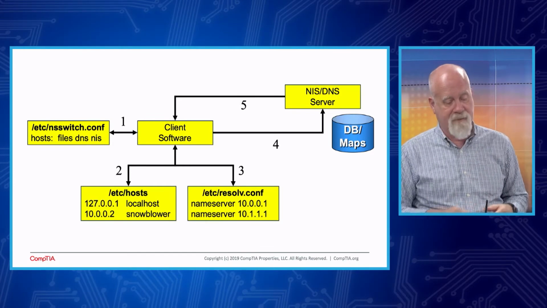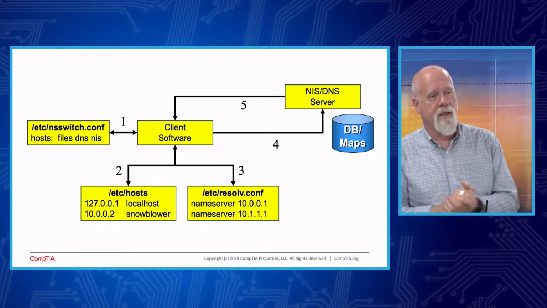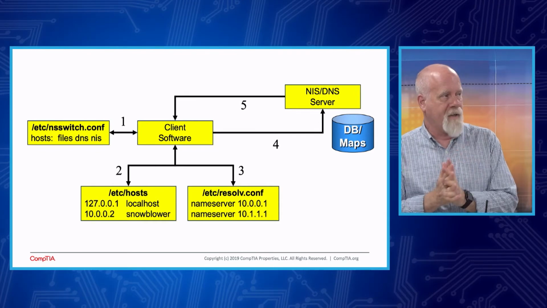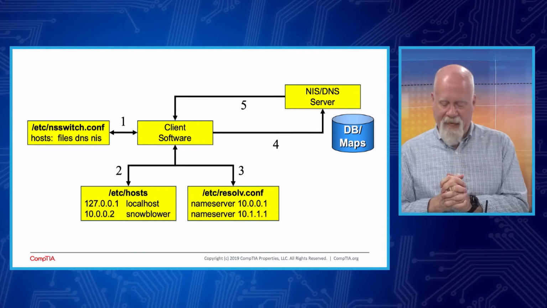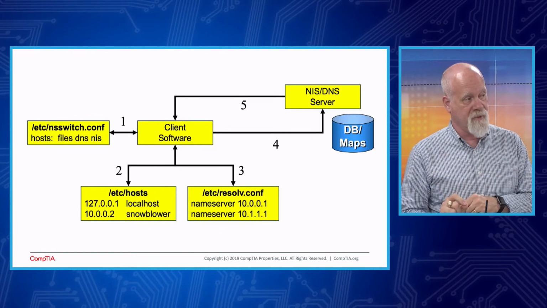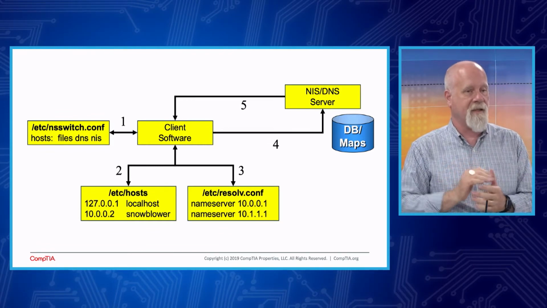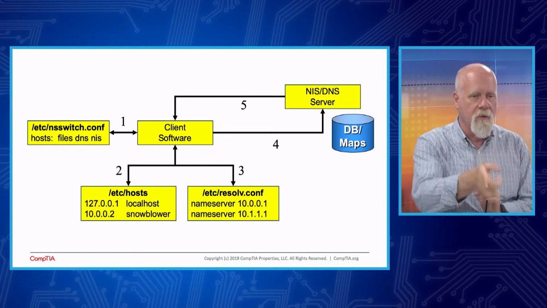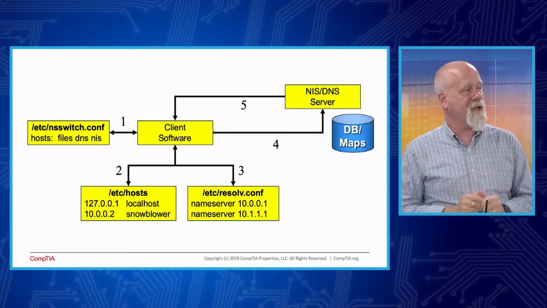The file is the etc hosts file. Let's say we're looking for Snowcat. Now the host Snowcat, you see Snowblower in there, so there's not a match. Nope. So it's going to go back to nsswitch.conf and say, you know, that one failed. What do you got for me next? Why don't you check DNS?